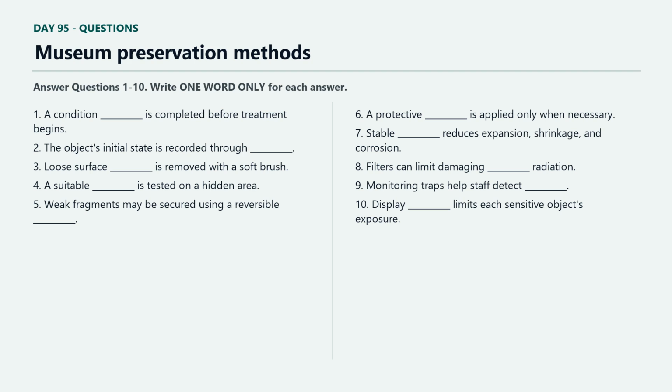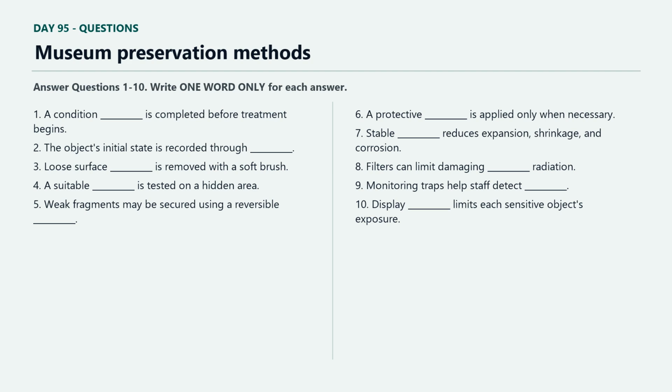Once documentation is complete, the conservator considers whether surface cleaning is both useful and safe. Cleaning is not an attempt to make every historical object appear new. The first practical step is often to remove loose dust using a soft brush directed toward a low-powered vacuum.